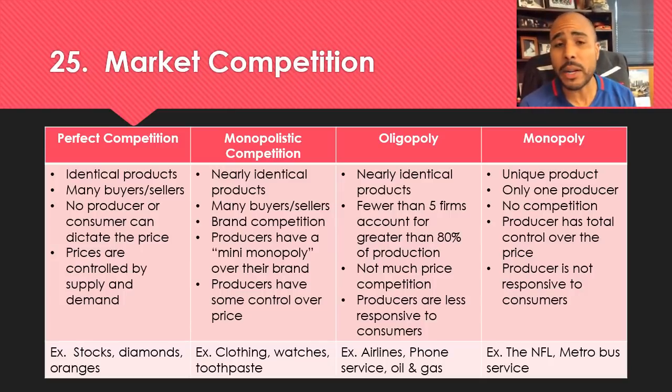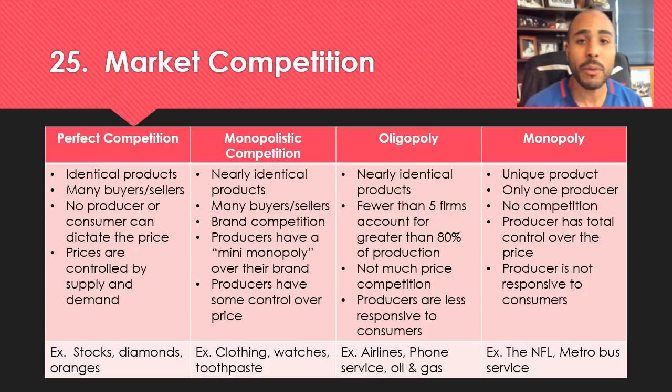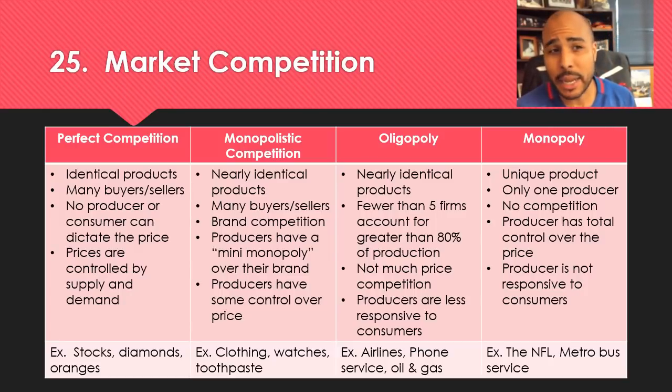So some examples of products that are governed by perfect competition would be stocks on the stock market, diamonds that you would buy from a diamond retailer, or oranges that you buy at the supermarket. All those things are virtually identical, so it's the market that determines the price of those things, not the sellers or even the buyers. Now, the next kind of competition that's a little bit more competitive is monopolistic competition.